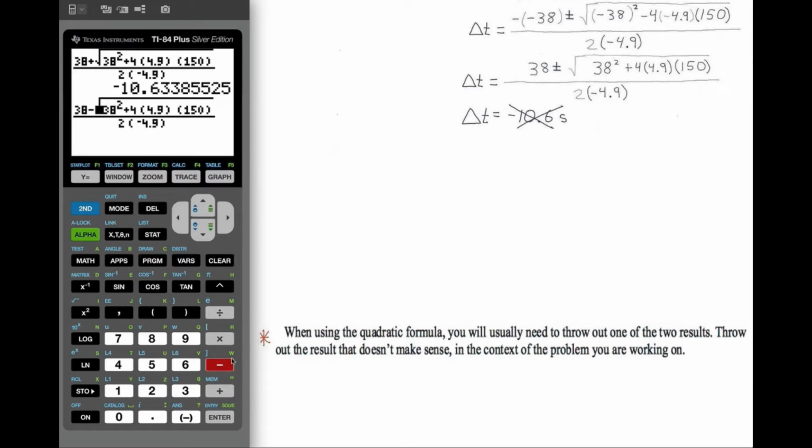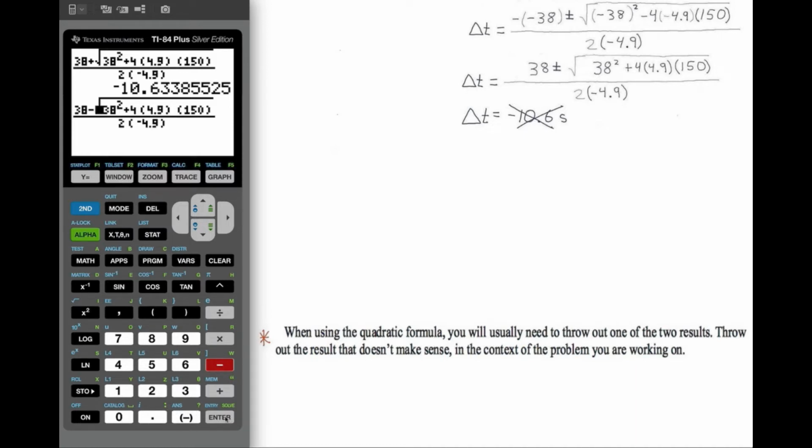Don't confuse the subtraction key with the negative key. In this position, we wanted a subtraction. So in this position, we used the subtraction key. In contrast, in this position, we wanted a negative number. So in this position, we used the negative key.